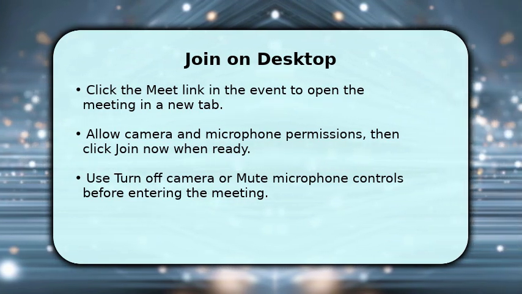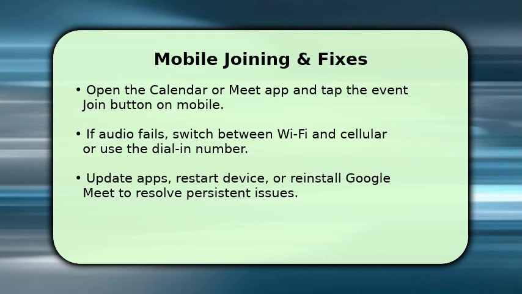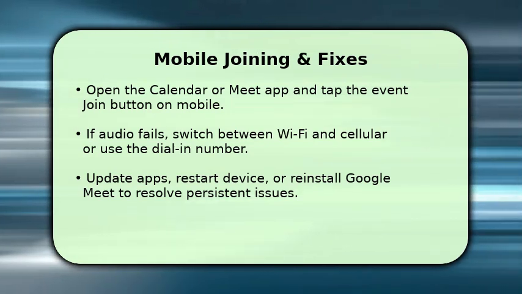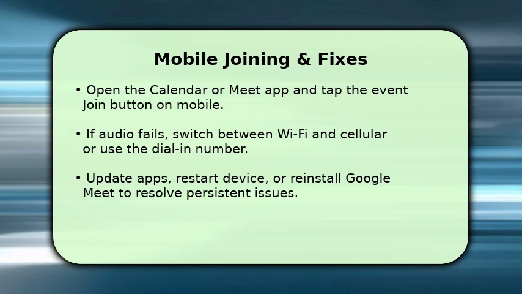On mobile, open the Google Calendar app or the Google Meet app to join. Tap the event and then tap the Join button labeled Join with Google Meet to enter immediately. Grant the app permissions for camera and microphone when requested for proper audio and video.